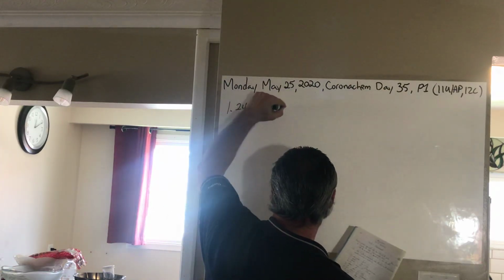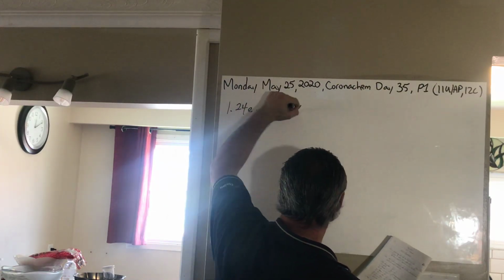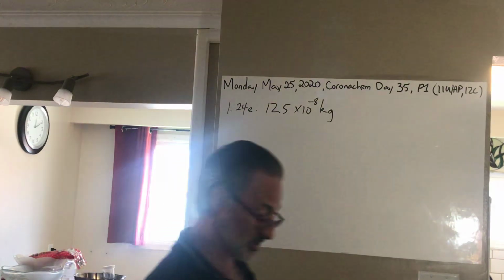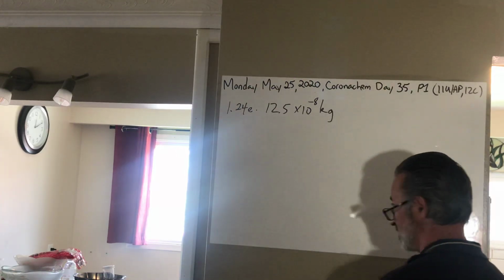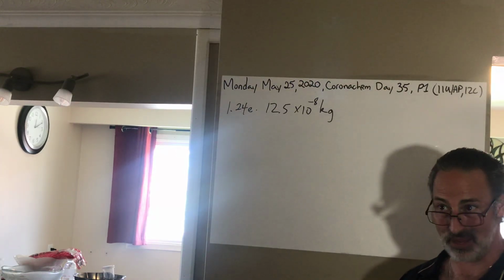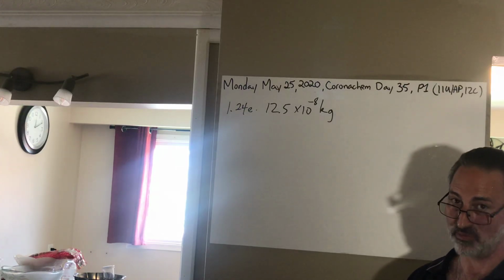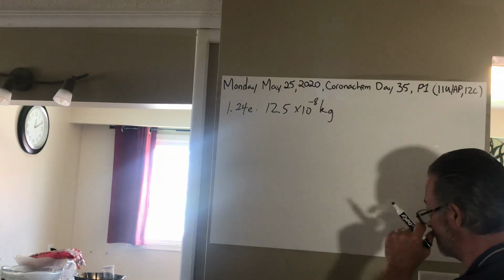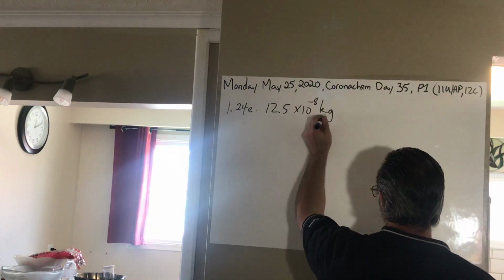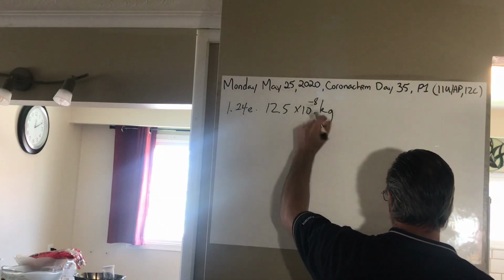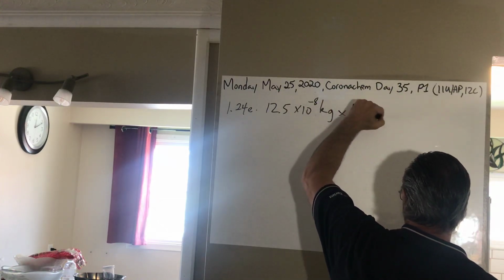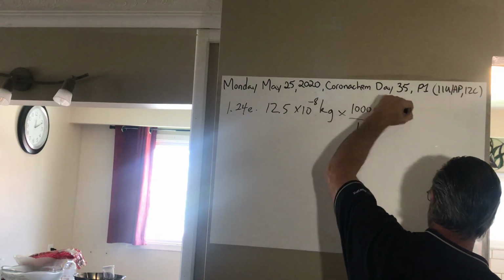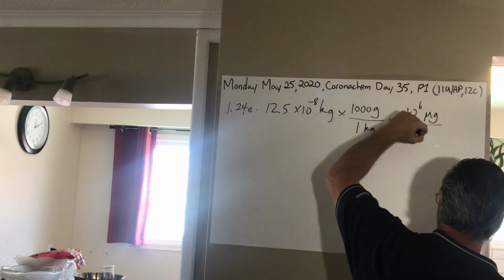It's 12.5 times 10 to the negative 8 kilograms, and they want you to convert it into micrograms. Well, I'll do that in 2 stages because I don't know the conversion factor from kilograms to micrograms. I know the conversion factor from grams to micrograms, so let's get it to grams first, and then we'll convert it to micrograms. So I know that there are 1,000 grams in a kilogram, so times 1,000 grams per 1 kilogram, and 10 to the 6 micrograms per 1 gram.